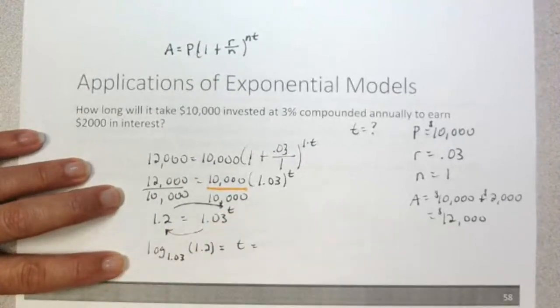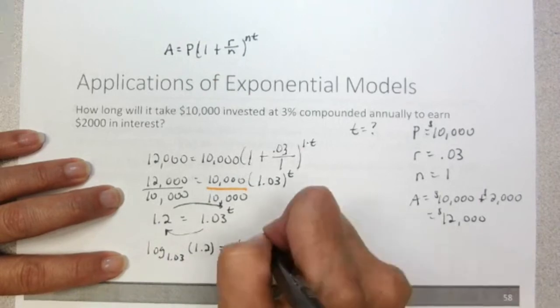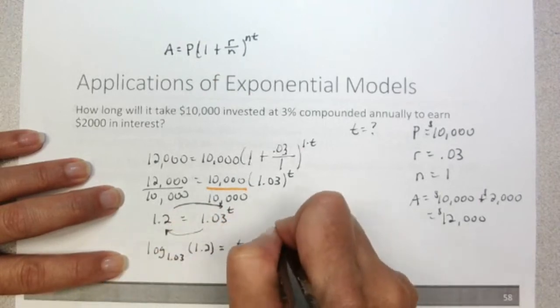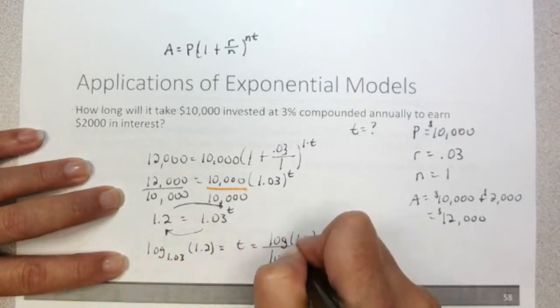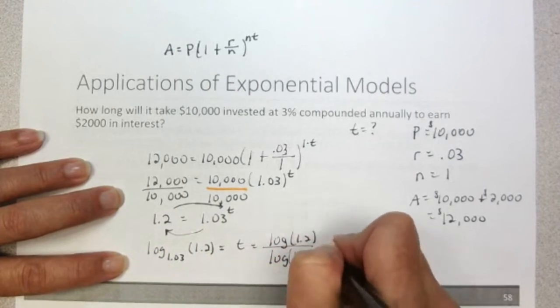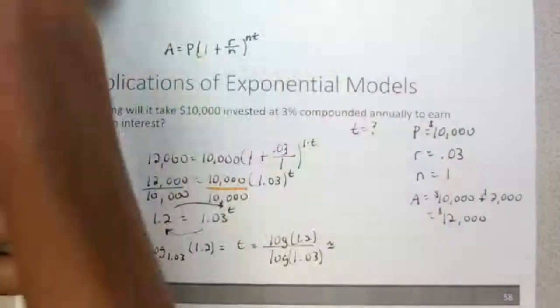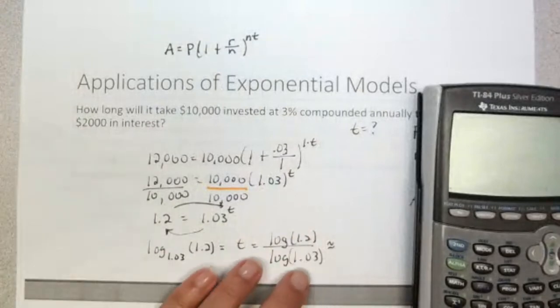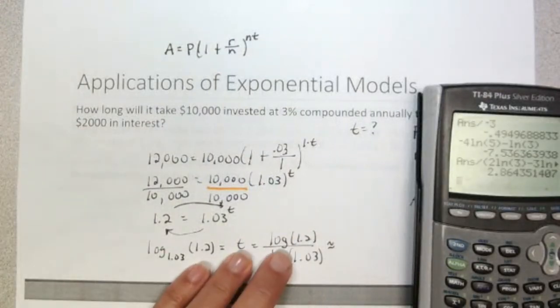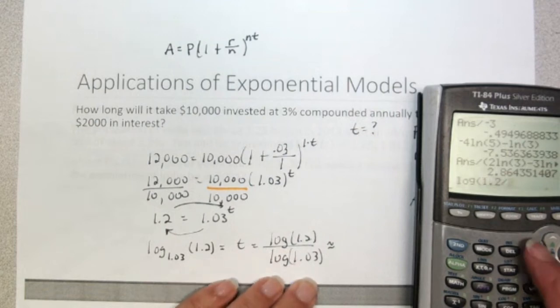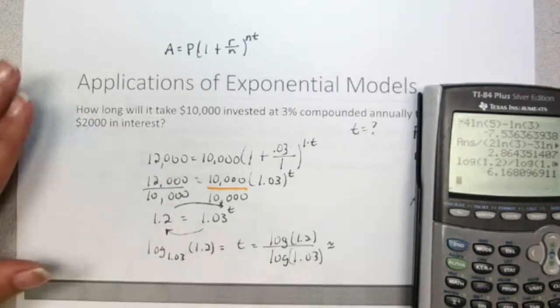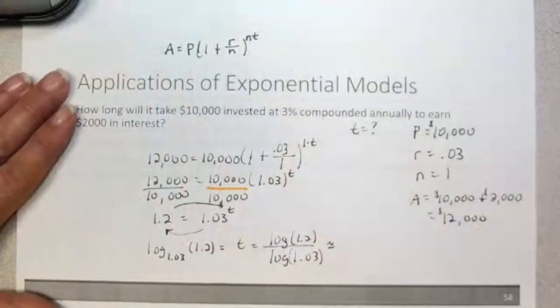So let's use that change of base formula, and we'll use common log this time. So t is going to be equal to the common log of the argument, 1.2, divided by the common log of the base, 1.03. There's our exact answer. Our approximate answer, I don't know about you, but that doesn't mean much to me. I want to know how many years. So let's approximate it. Common log of 1.2 divided by the common log of 1.03. And the answer is 6.1681 years.